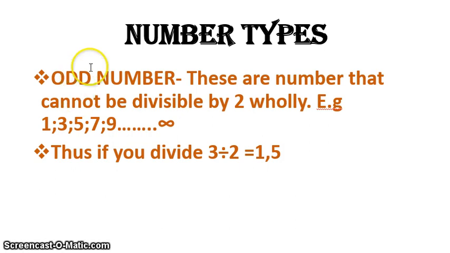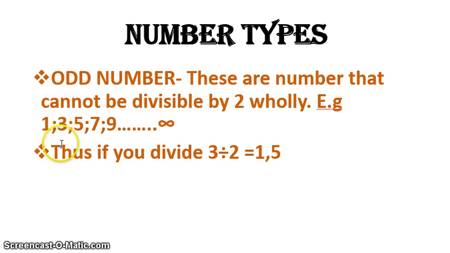Odd numbers are numbers that cannot be divisible by 2 wholly. You cannot share them into 2 equal parts without leaving any remainder. If you divide an odd number by 2, it leaves a remainder. An example of an odd number is 1. If you divide 1 by 2, you cannot divide wholly, so it leaves a remainder.